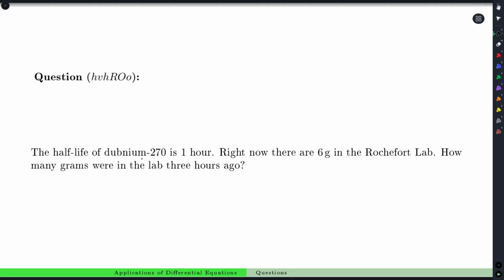The half-life of Dubnium-270 is 1 hour. Right now, there are 6 grams in the Rochefort lab. How many grams were in the lab 3 hours ago?